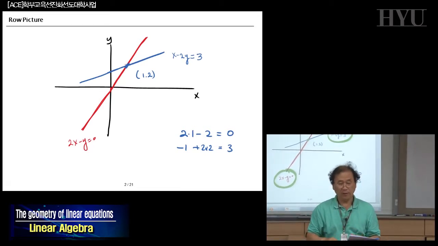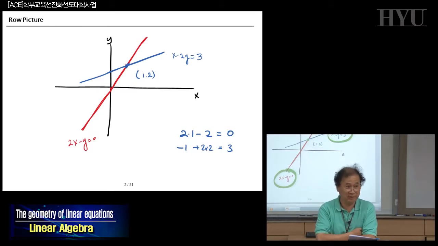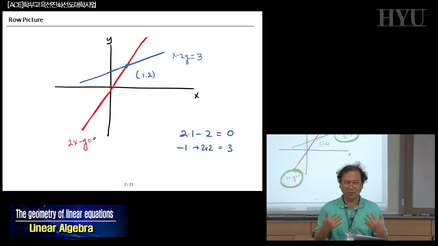Okay? So when you have two equations, we can solve them, meaning we can find unknowns which satisfy both equations, right? So this is a special case actually. This is the normal case. Both lines intersect.